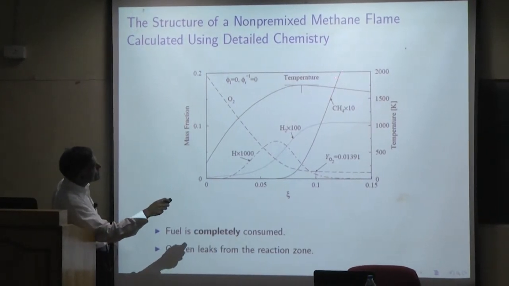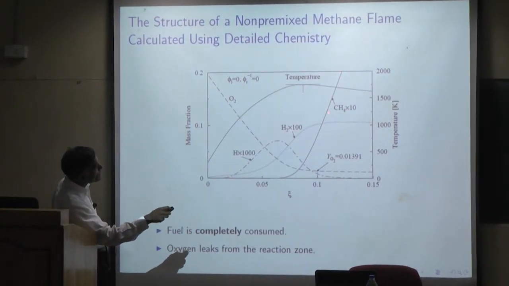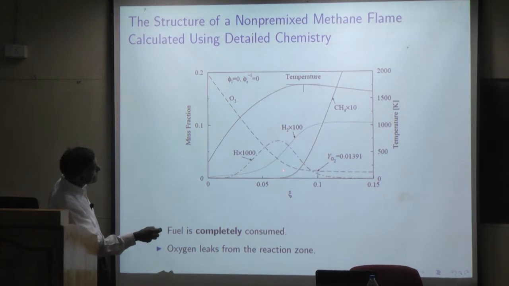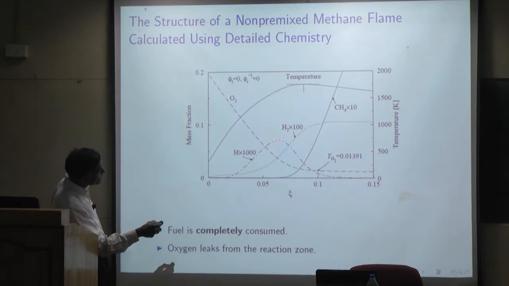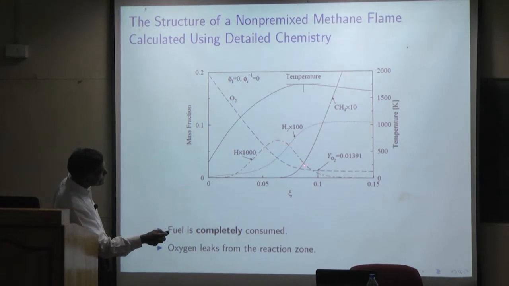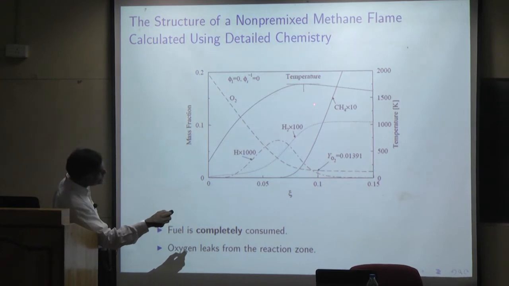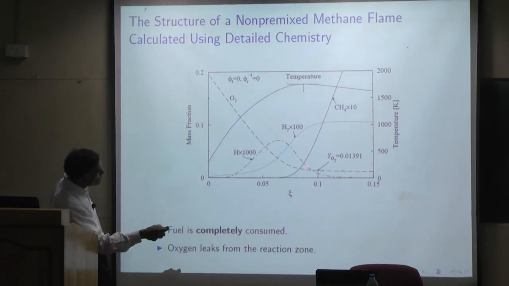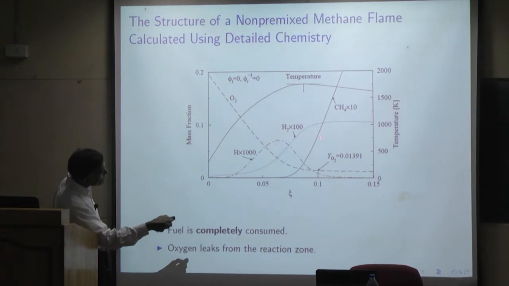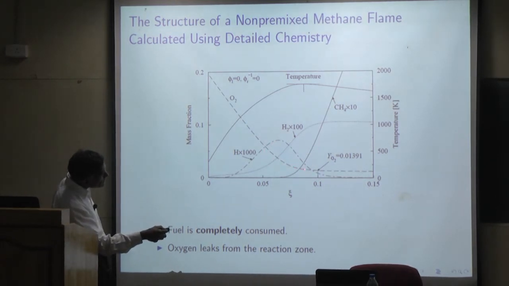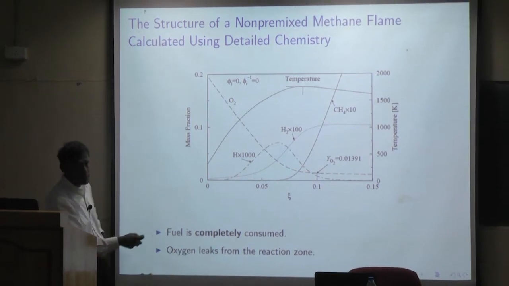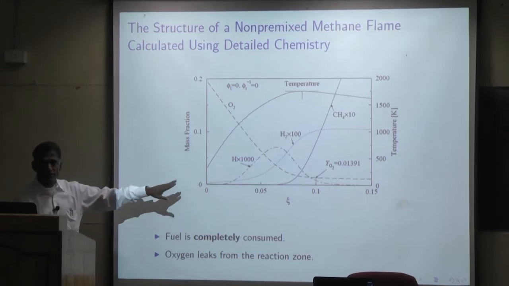You can see that the numerical calculation shows that there's methane, and then you can see that the H radicals react with the methane, and form CO2 and H2, CO and H2, which I have not shown here. So now you can see the radicals reacting with the methane. But what is interesting is that you can see that the oxygen leaks through the reaction zone, whereas the fuel is completely consumed. This is the reality.